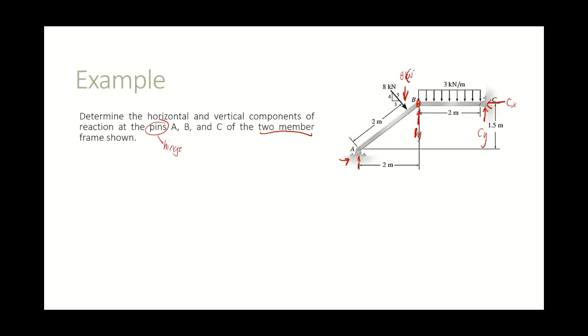Sorry, 8 times 4/5. And then, this one is 8 times 3/5. Okay, so there will be a horizontal component. Thus, we will have an internal axial force inside, here, in line with the direction of BC. So, let's check the free body diagram.